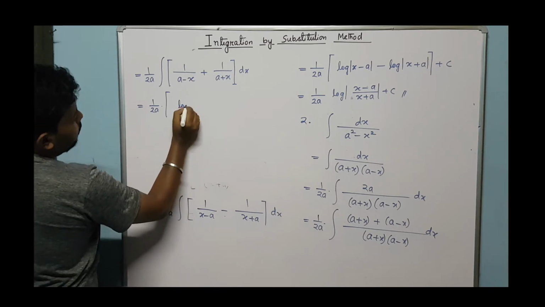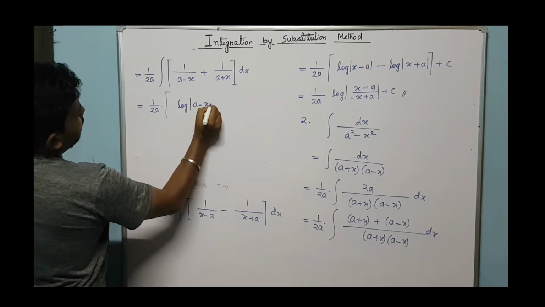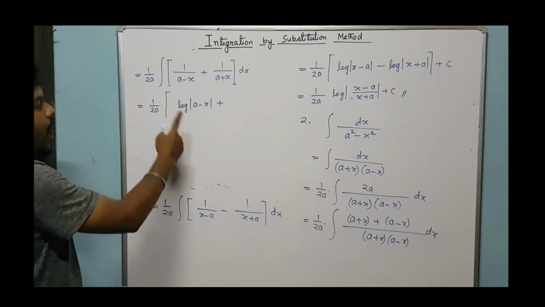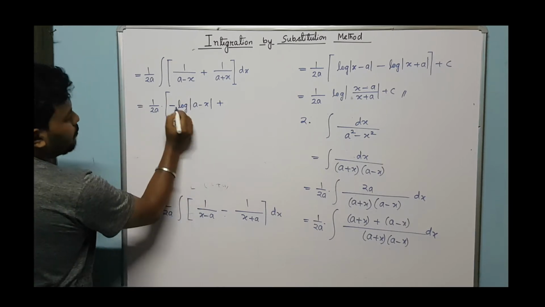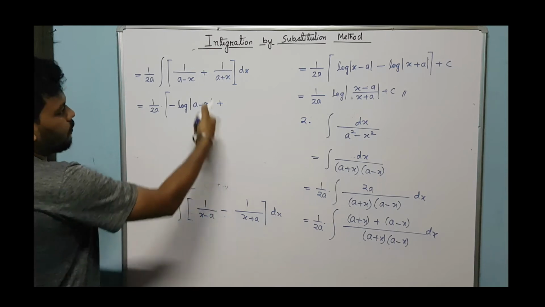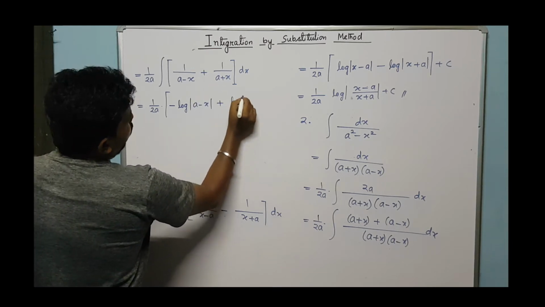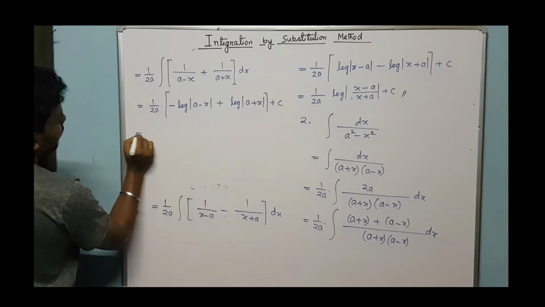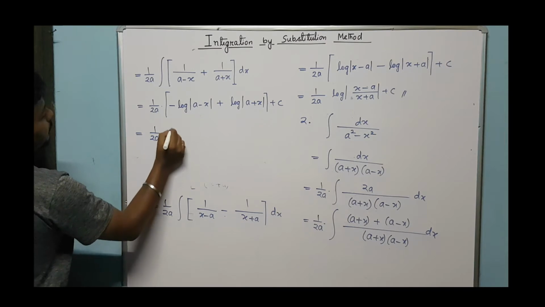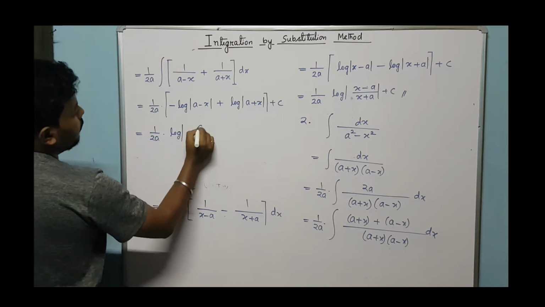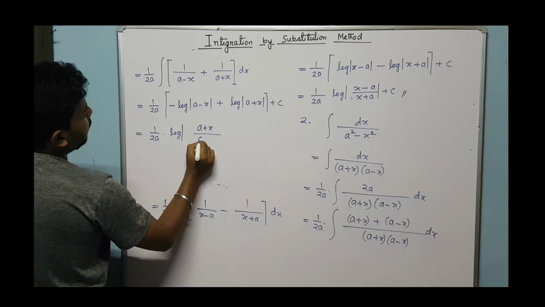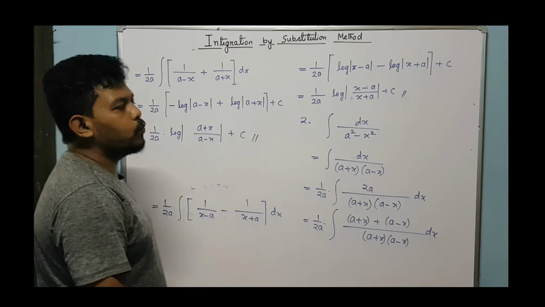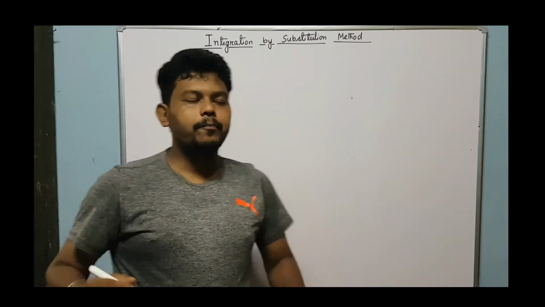It is log of mod of a minus x. But here the x is multiplied by minus 1, so I have to divide by minus 1. So it is minus of log of a minus x. And for this, it is log of mod of a plus x plus c. It becomes 1 by twice a log of mod of a plus x by a minus x. This is number 2. Number 3.